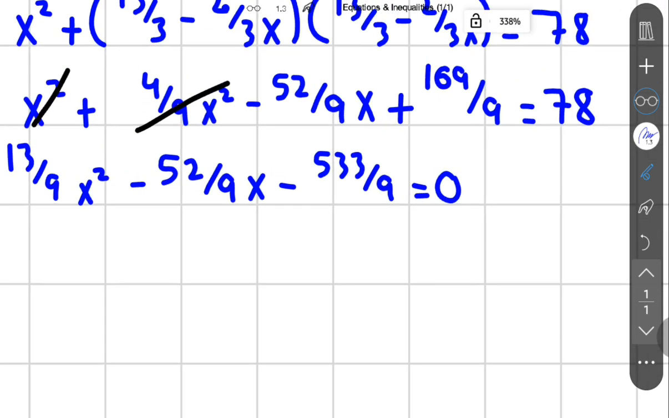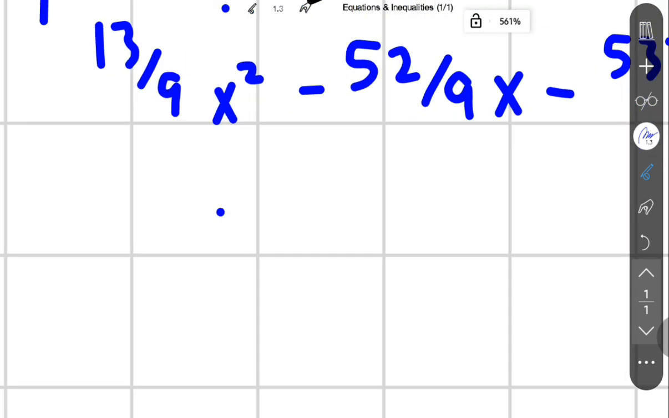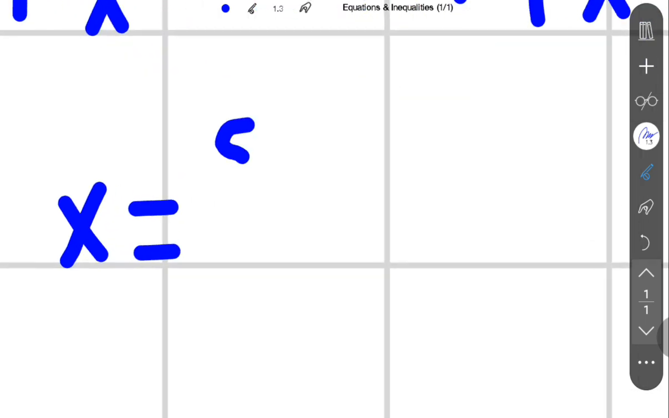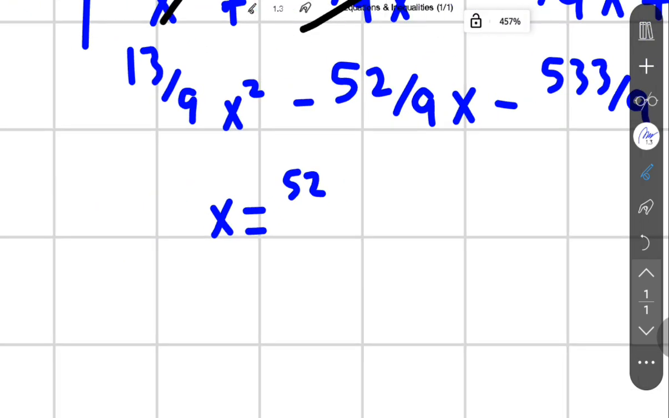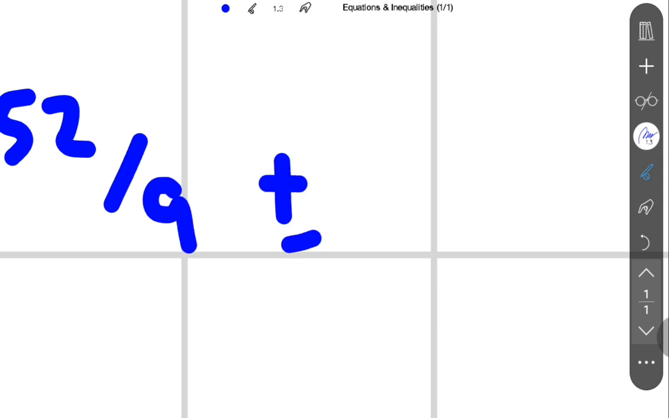Okay, now that we simplified our whole expression, it says it wants it in surd form. Okay, to be honest, what we could do is just use the quadratic formula. And yeah, let's do that. So we have x equals negative b. So it's basically 52 over 9, because the b in this expression is already negative. So 52 over 9 plus minus.